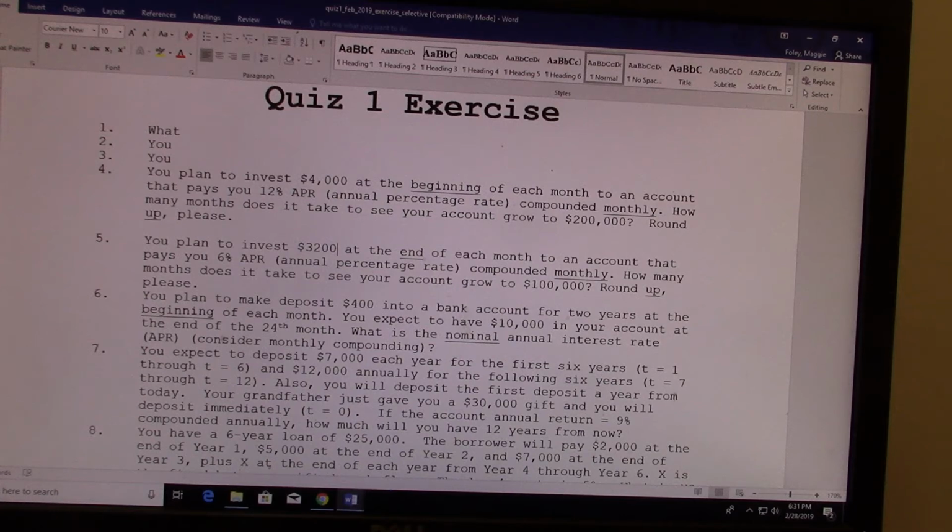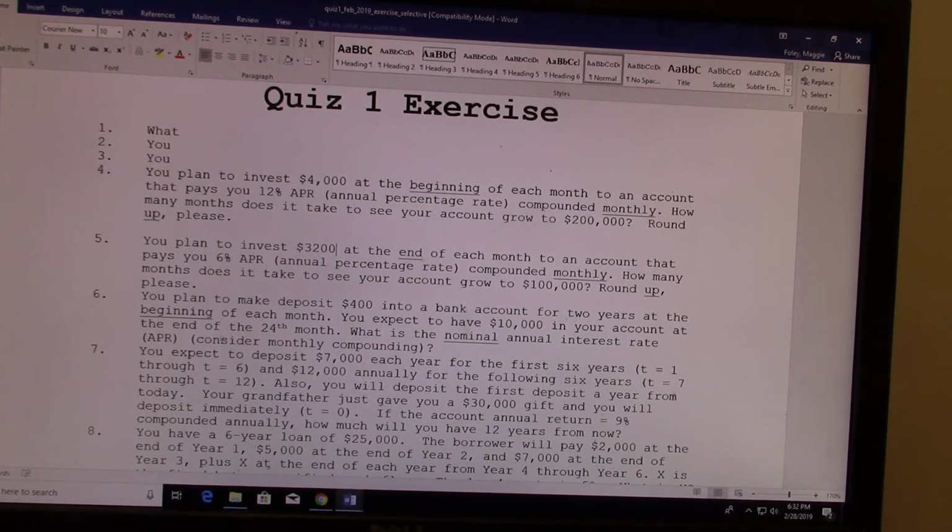Okay, so for question number 5, $3,200 should be your PMT. Interest rate should be 6% divided by 12. And N is the question. You use the NPER function in Excel to figure out how many months it takes to see your account grow to $100,000. That's the future value. The present value again should be 0. So this is question number 5.